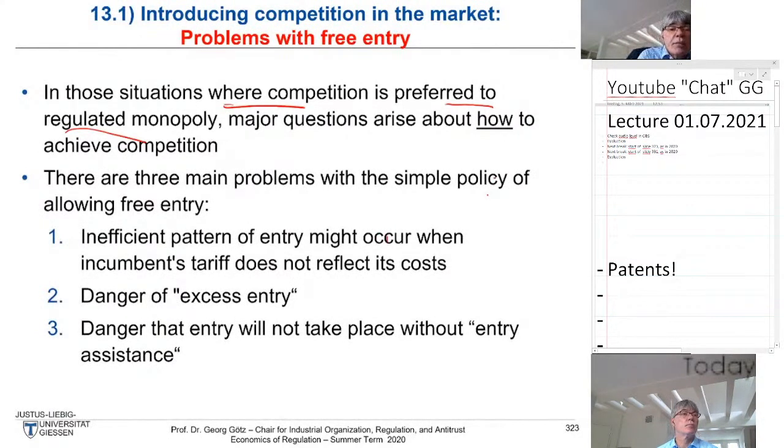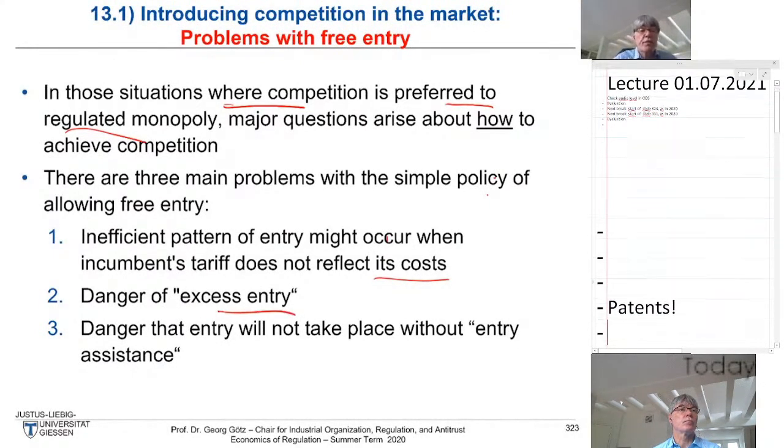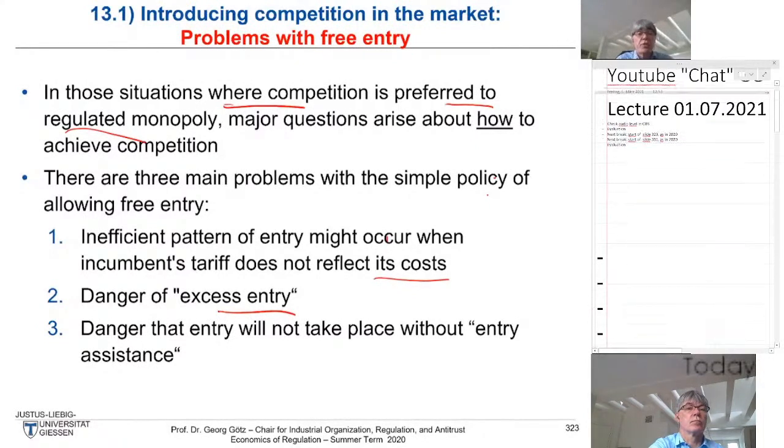First of all, there might be an inefficient pattern of entry when the incumbent's tariff does not reflect its cost. And actually that's what was behind this decision to ban far distance buses, to ban coaches in Germany for such a long time. On the other hand, you might get excess entry. That is too much of a good thing. Even though you want to have competition, you might have too many entrants in the market.